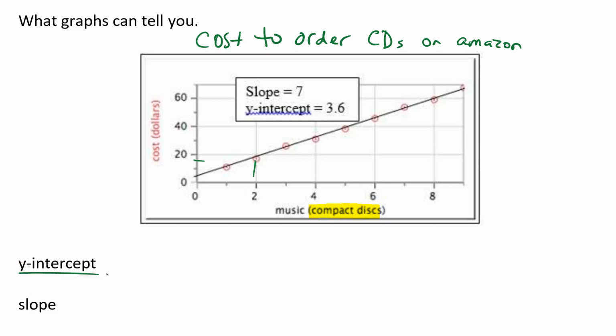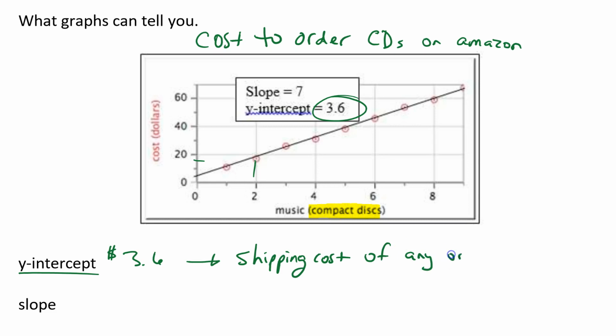One is y-intercept. So in this case, the y-intercept is 3.6, and I get this from this title here. 3.6, and it would be $3.6. What would that mean? If you order 0 CDs, why would it be $3.6? Well, maybe in this case, and we have to think about it and interpret it, maybe that's the shipping cost. So that is independent of the number, shipping cost of any order. Maybe they just say, hey, it costs you $3.60 no matter how many CDs you're going to order.